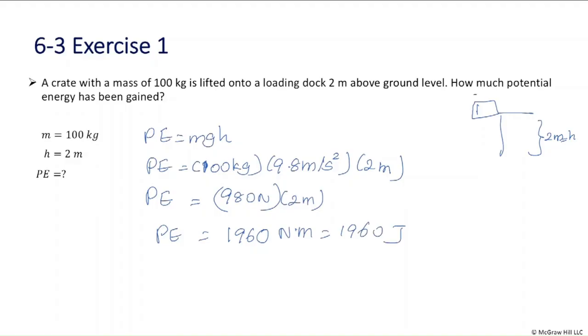So the crate has gained 1960 joules of gravitational potential energy after it was moved 2 meters high. Now think about it. If we let go of the crate, this 1960 joules of potential energy would convert into kinetic energy as the crate falls. So this shows the direct link between potential and kinetic energy.